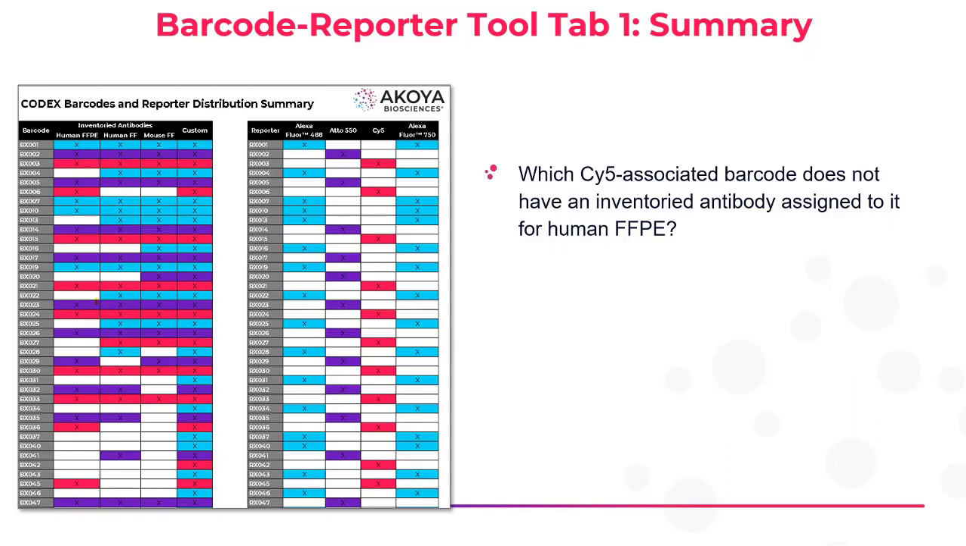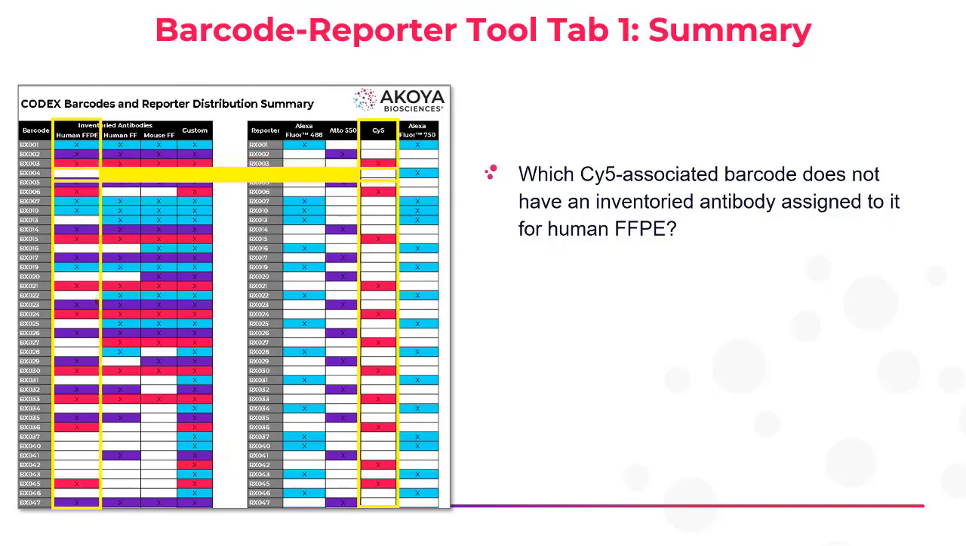For our next example, I want to learn which Cy5 associated barcode does not have an inventoried antibody assigned to it for human FFPE. So first, I try to find which barcodes are associated with Cy5, and I look under human FFPE. Next, I scroll through the list and I see that BX027 is open and associated with Cy5. In other words, there is currently no inventoried human FFPE antibody associated with this barcode, and I can use it for custom conjugation if I like.